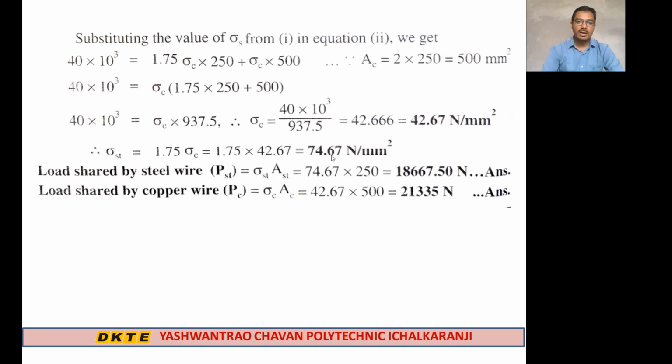Again, here it is asked the load shared by each wire, that is steel and copper. Load shared by steel is equal to stress in steel into area of steel. Stress is 74.67 and area is 250, therefore 18,667.50 Newton, and load in copper is equal to sigma C into AC. Sigma C is 42.67 and AC, the cross-sectional area of copper, is double that of steel, that means 500. We will get 21,335 Newton. This is the stress in copper. Sorry, load in copper.